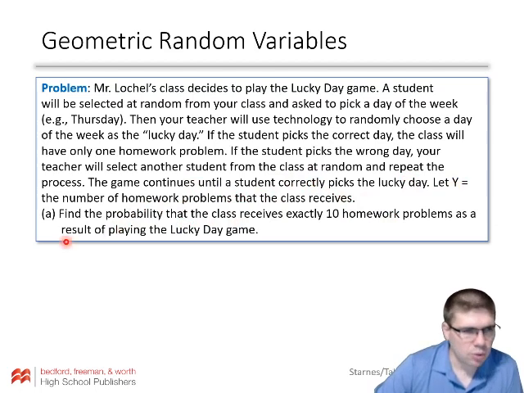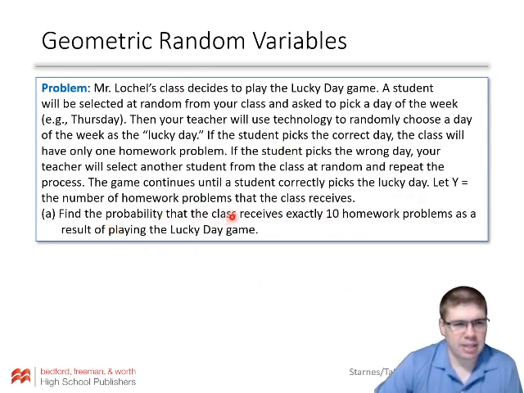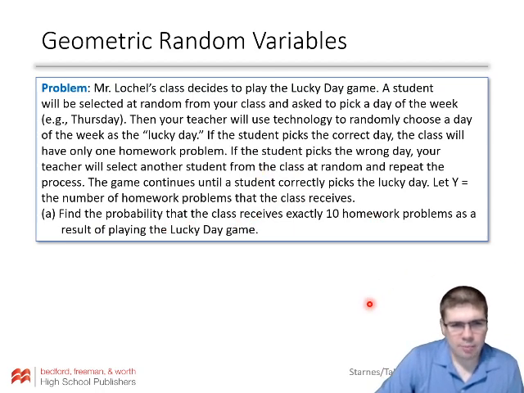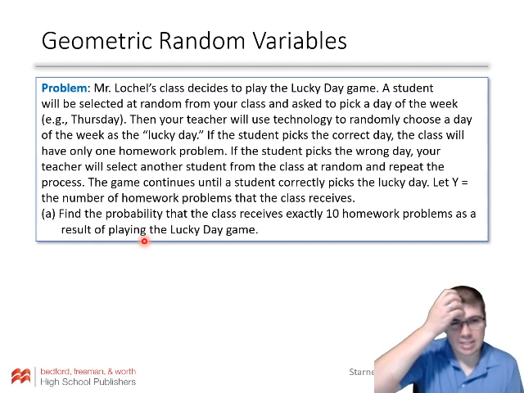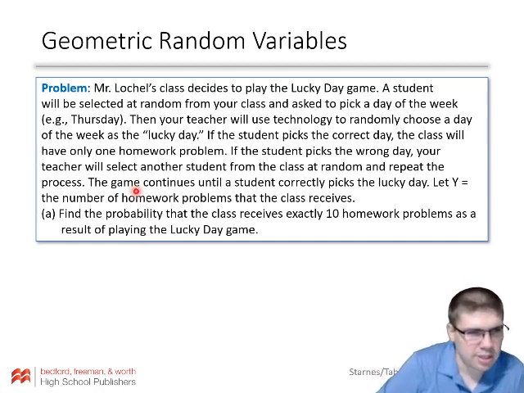Let y equal the number of homework problems that the class receives. So you keep going until you have a success. Find the probability that the class receives exactly 10 homework problems as a result of playing the Lucky Day game. All right, so we have, in this case, a 1/7, or sorry, I guess, was it 1/7 or 1/5?